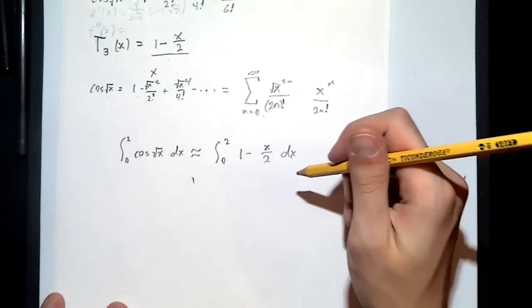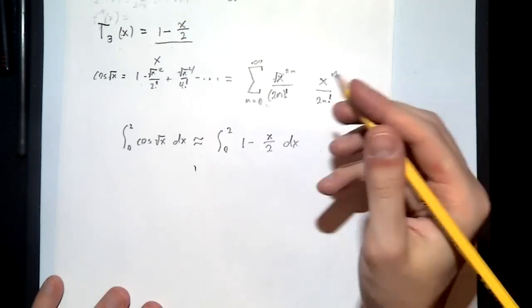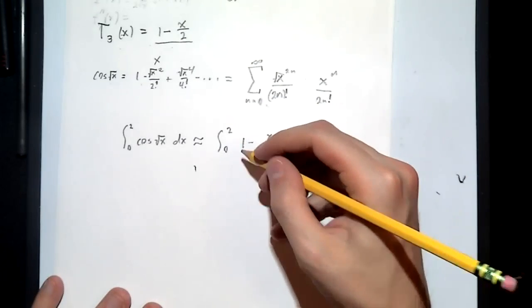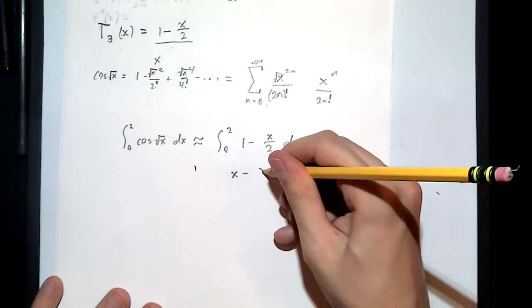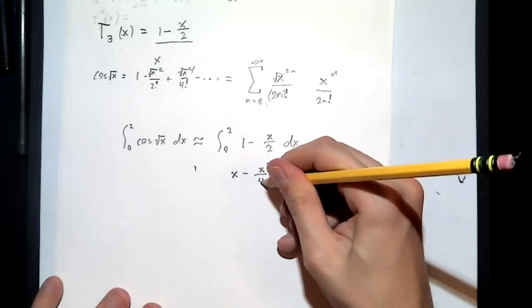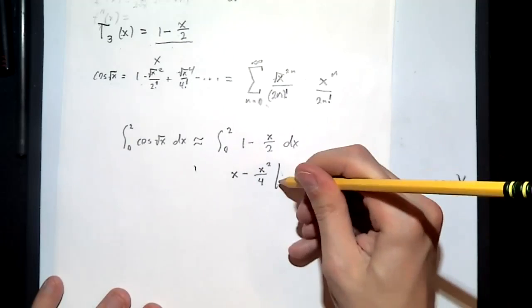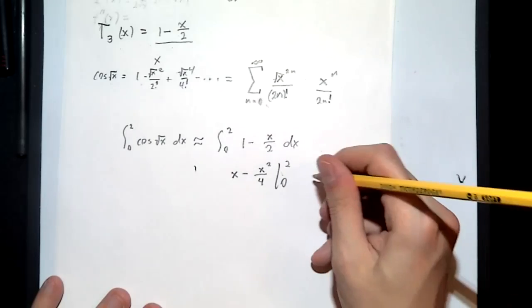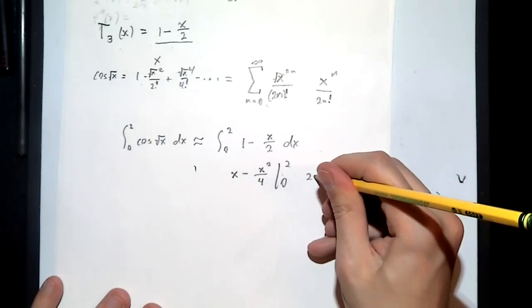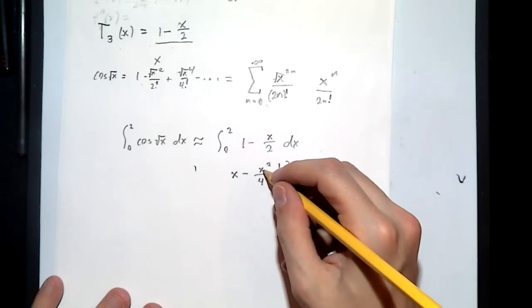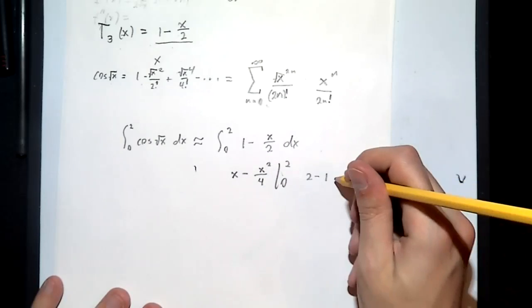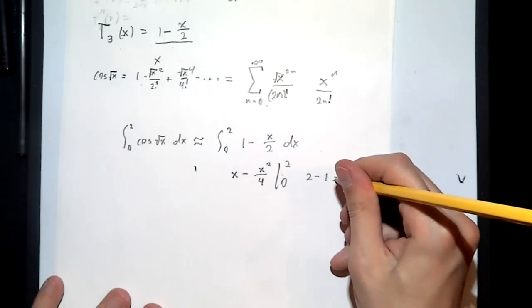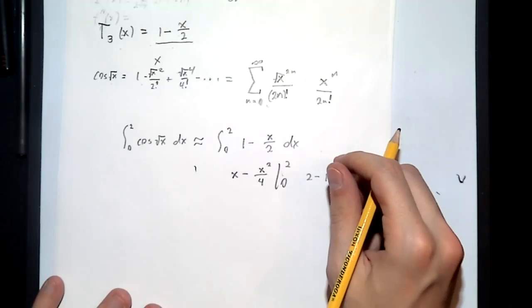So this is a straightforward integral. Integral of this is x. Integral of this would be x squared over 4. From 0 to 2, we get 2 minus 1, because it's 2 squared over 4. And then minus our 0 terms, which is just 0. And we get, oh, wait, did I do this wrong?